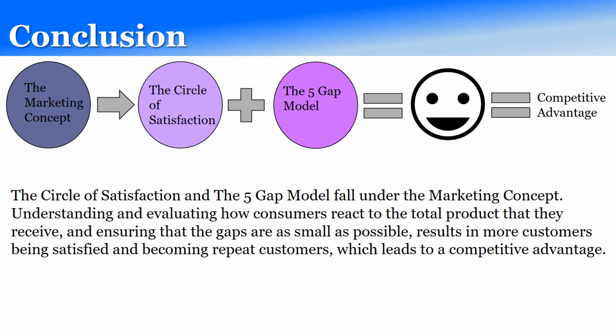So in conclusion, it can be understood that within the marketing concept is a circle of satisfaction and the 5-gap model, and this is illustrated in this diagram up the top here. It is extremely important for marketing practitioners to understand these concepts. Once it is understood, it can be easier to see how to create satisfaction for the consumer and how to close the gaps so that what the consumer expects to receive is what they actually get. If this is achieved, more customers are more likely to be satisfied and become repeat customers, and this creates a competitive advantage among the competitors of your business and can result in your business becoming more successful.